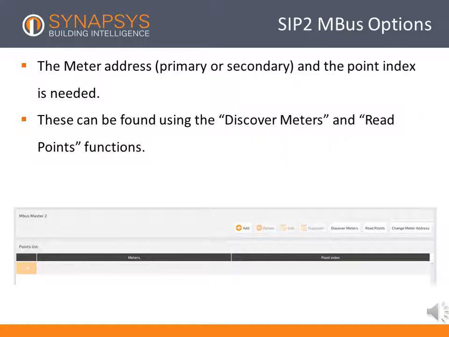The Discover Meters button allows the SIP2 to search its visible network for all secondary addresses or a range of primary addresses. Open the Discover Meters tool and enter a primary address range between 1 and 250, or select the secondary addressing tick box to select the full range of serial numbers.